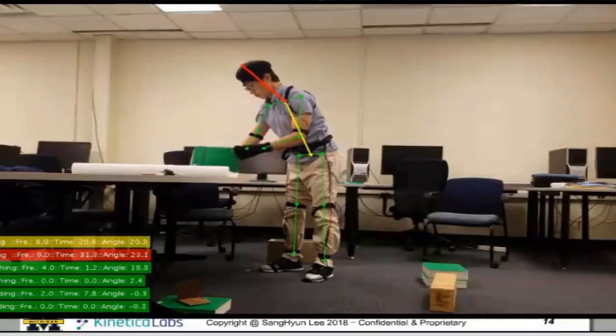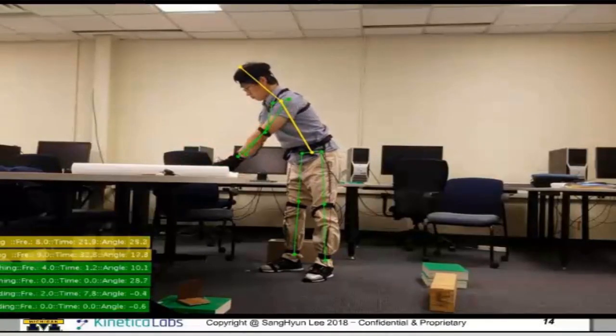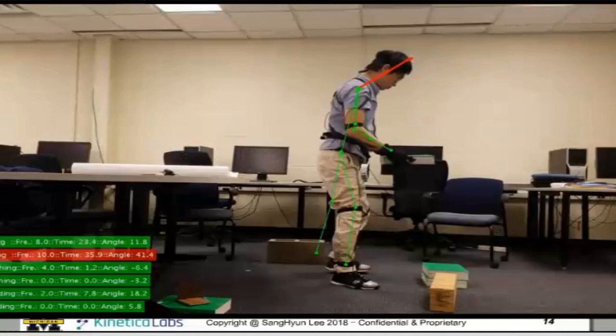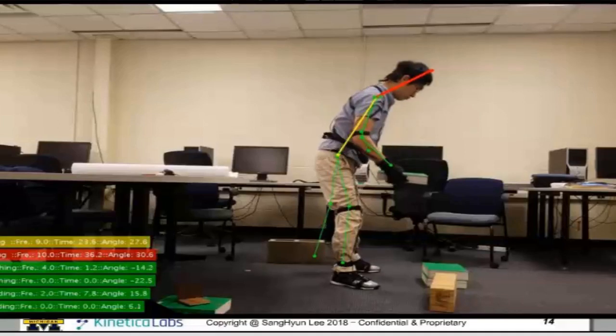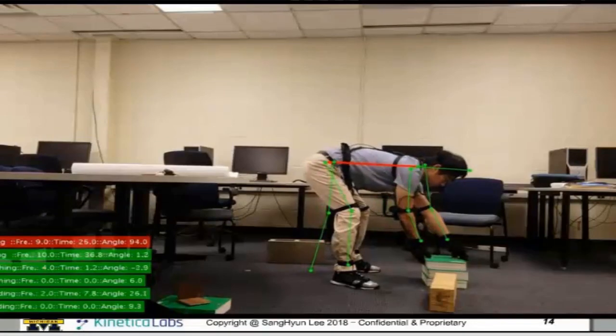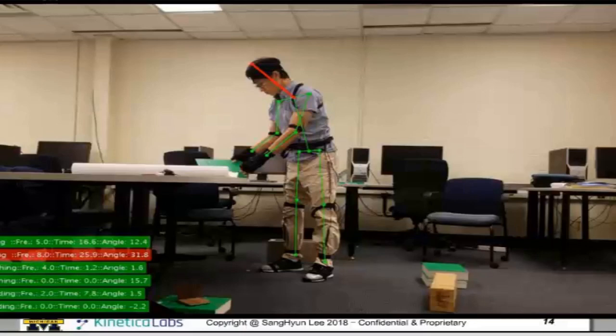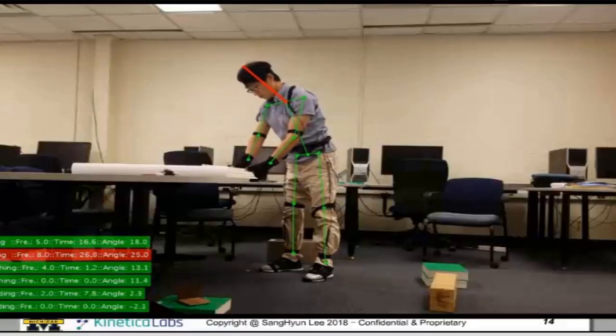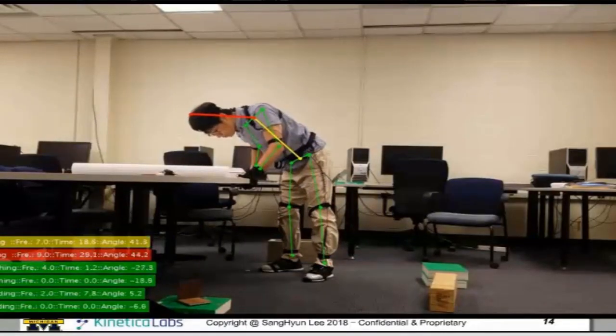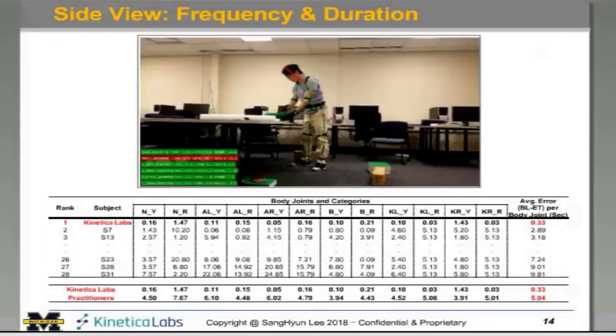So we do a comparison with the frequency and duration. In terms of the frequency, among the older subjects, our technology ranked as number 1. The metric they use is the average number of miscounts per body joint. On average, our technology has 0.25 miscounts per body joint, but people usually have 1.5 times for each body joint. And the duration, still our technology ranked as number 1, and on average, our miscalculation is 0.33, but practitioners usually have 5 seconds of error for each body joint.